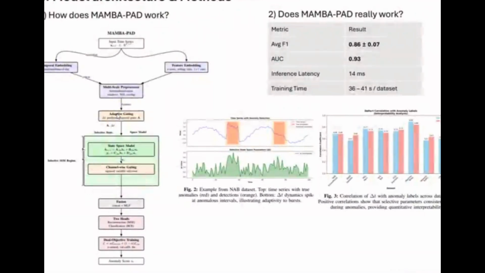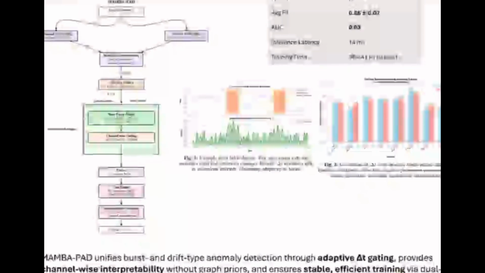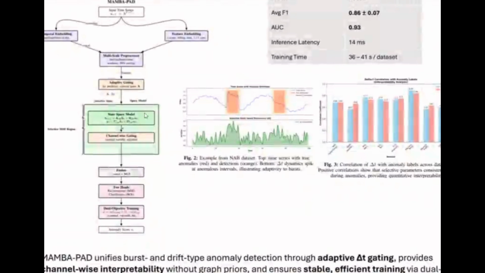Next, channel-wise gating computes a separate sigmoid gate for each variable. Sorry, the screen wasn't going down. Anyway, I'll show you: the channel-wise gating computes a separate sigmoid gate, and it activates only the channels that are relevant to the current anomaly. This enables interpretable multivariate detection without any graph prior, to be clear.